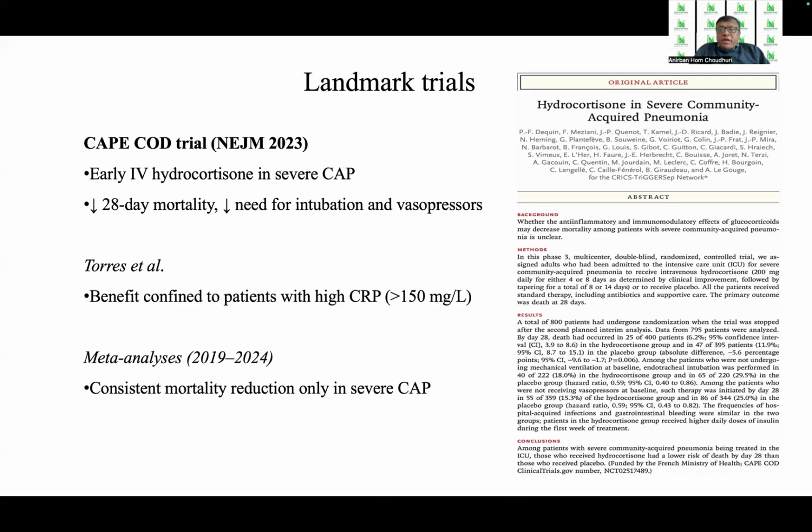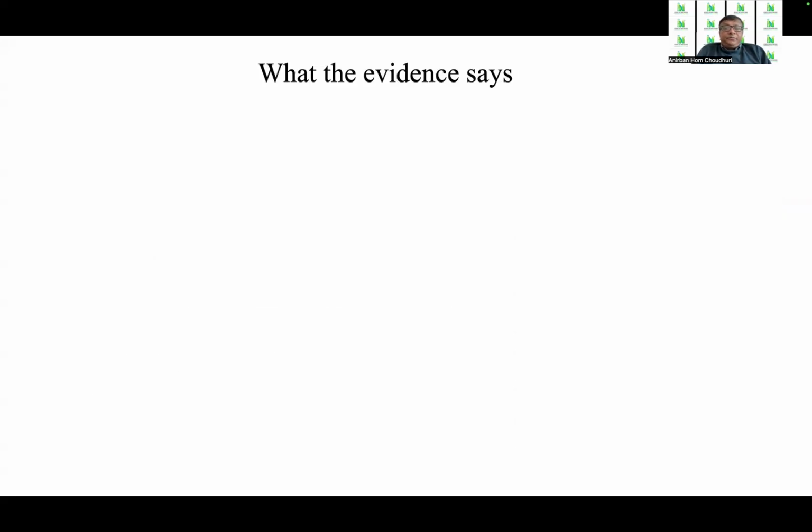The Torres study, which I had shown in the table two slides back, also was one of the large studies which showed benefit, but this benefit was confined to patients who had a high CRP that was more than 150 mg per liter. And if you look into the meta-analysis, which included the studies that were published between 2019 to 2024, there was consistent mortality reduction only in severe CAP. And that is why we have also seen in the trial list that the benefits were accrued in severe CAP in some form or the other.